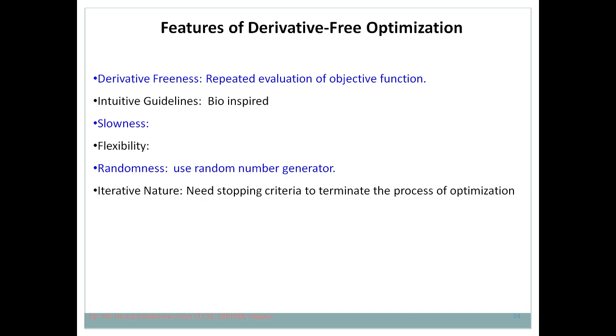Randomness, it makes use of a random generator. We have seen the example in case of genetic algorithm. We need to generate an initial population, and the initial population is generated by using a random number generator. And it is iterative in nature. Why? Because of repetitive evaluation of the objective function again and again. It needs a stopping criteria to terminate the process of optimization.